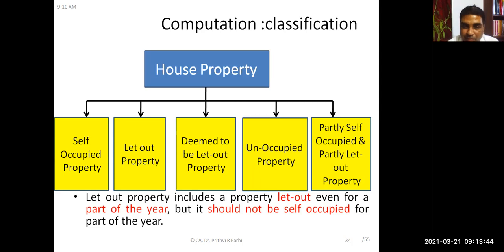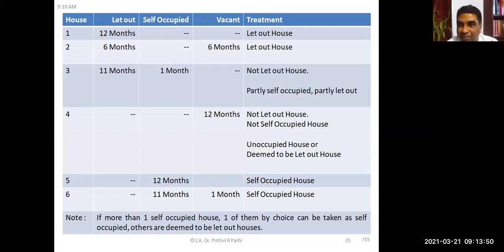Now, to understand this concept, I am showing you an example. Are you seeing the table now? These are the various houses we are talking about. This column talks about the period of let out, this talks about the period of self-occupied, then vacant. Then we'll see how we classify this.